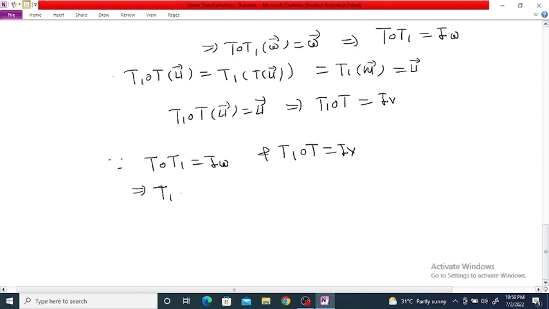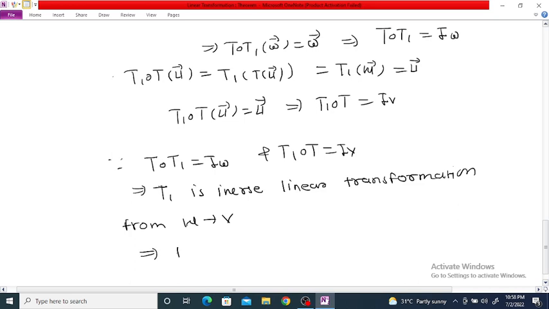Therefore T1 is an inverse function, an inverse linear transformation from W to V, and therefore this implies T has an inverse. This is what we want to prove.